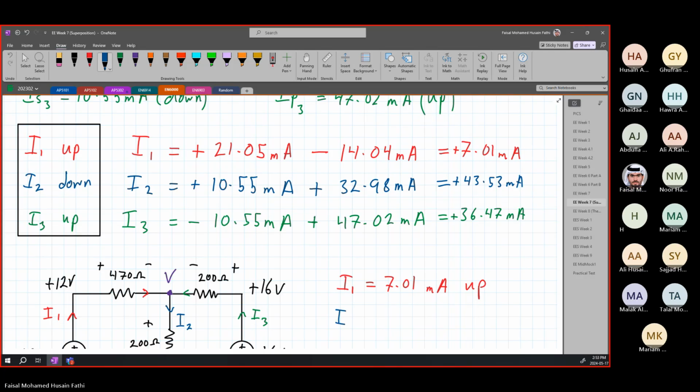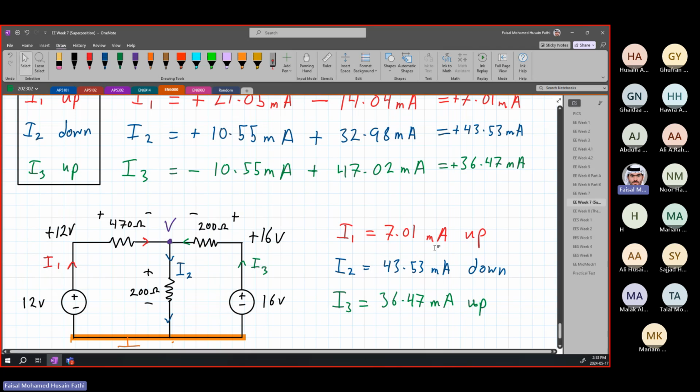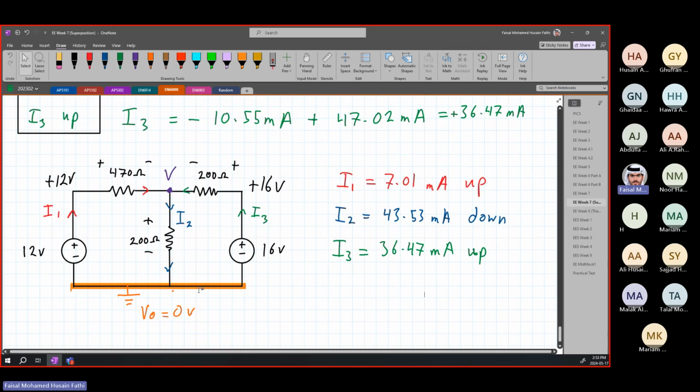I2 is 43.53 milliamps down. We assumed it down and it's positive, so it's down. And I3 is 36.47 milliamps. We assumed it up, so it is up since it is positive. And this is your final current for all of these values.